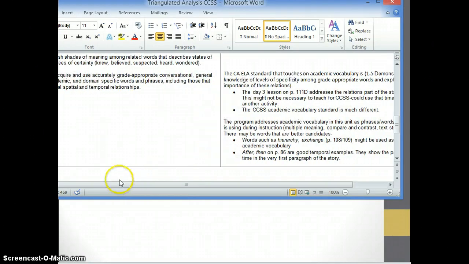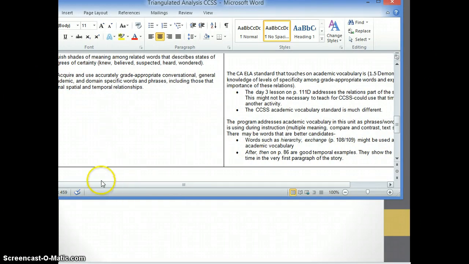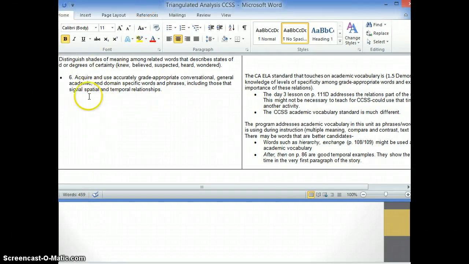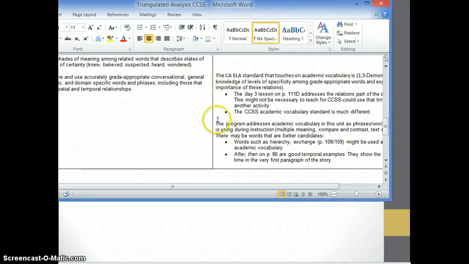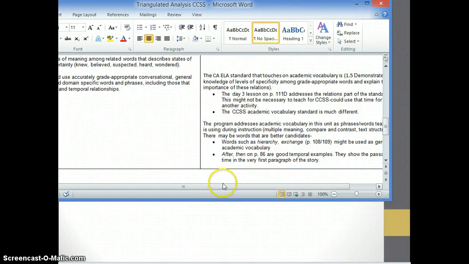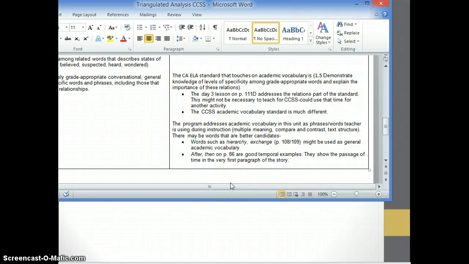And so I was looking at this example of Standard 6, and it was the one that dealt with academic vocabulary. And in looking at this unit, I found places that I could address those standards. So I have to make my own lesson, obviously, but I could address them there. So I'll just show you where I found that.